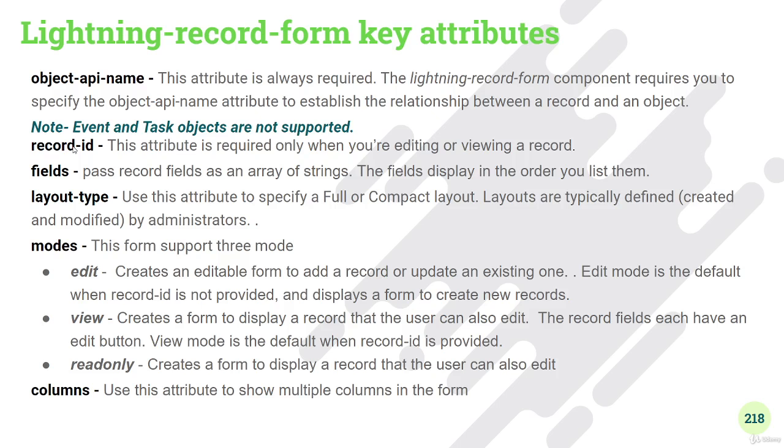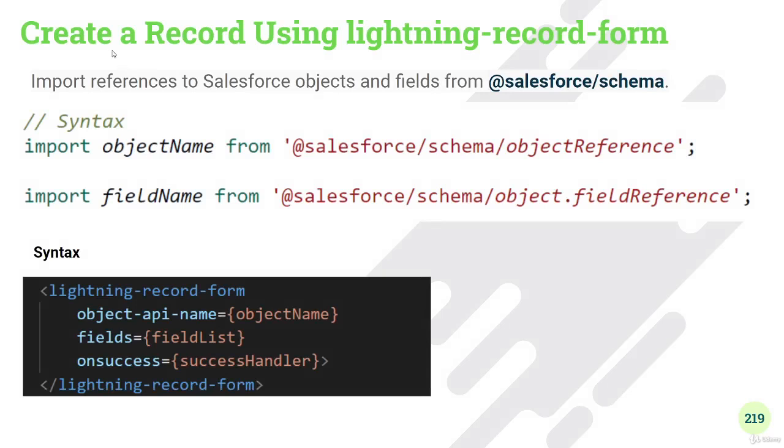Then we have another property, layout type. This property specifies whether you want a full layout or a compact layout design. Then we have mode. You can explicitly set the mode, whether you want to show the form in edit mode, view mode or read only mode. And then we have the property columns. We use this attribute to show multiple columns in the form. So let's go and see our first scenario, that is creating a record using Lightning Record Form.